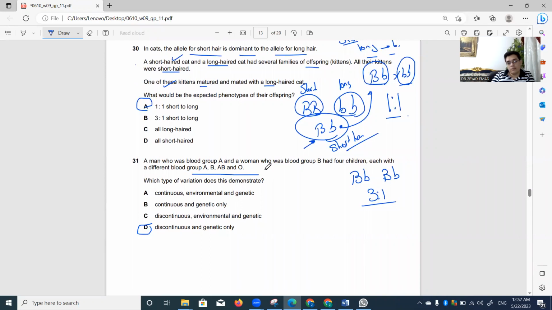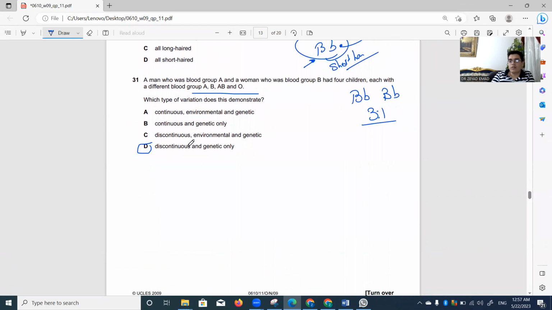Blood grouping is a kind of discontinuous variation and is controlled by genes only and not the environment.